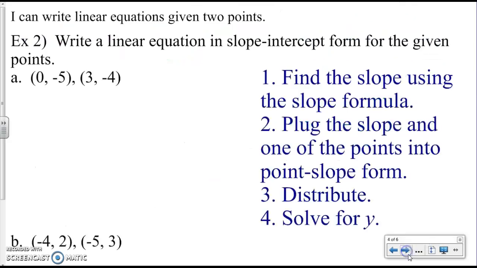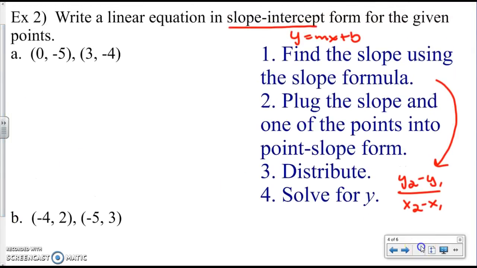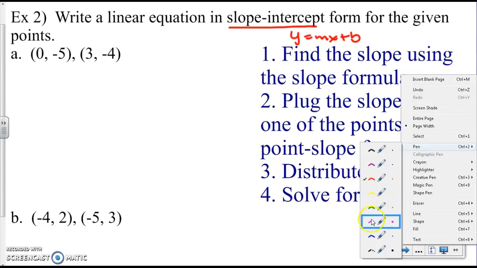Okay. Now the next one is similar. The only difference is now we need to put our answer in slope-intercept form. So we're going to do y equals mx plus b for our final answer. So there's a couple extra steps. Slope formula is still the same, so I'm going to write that right there. So finding the slope using the slope formula is right there. Everything else is going to be very similar. Okay, so we're going to do our points.